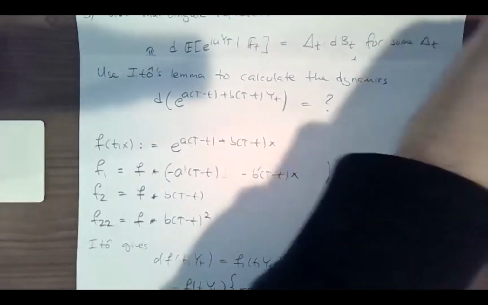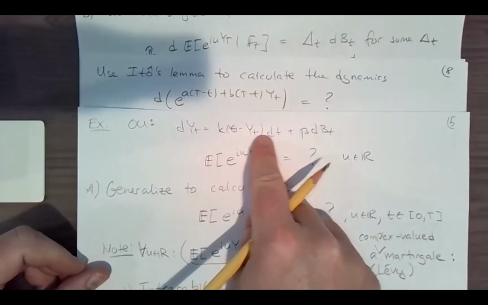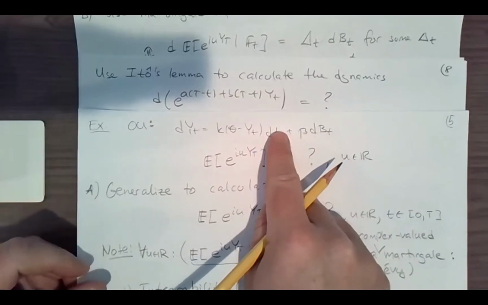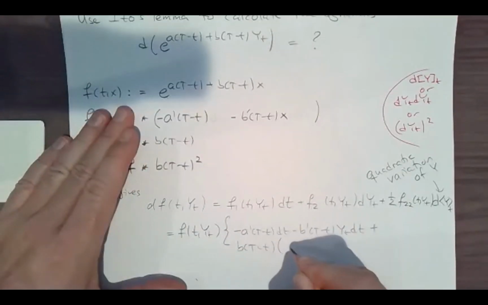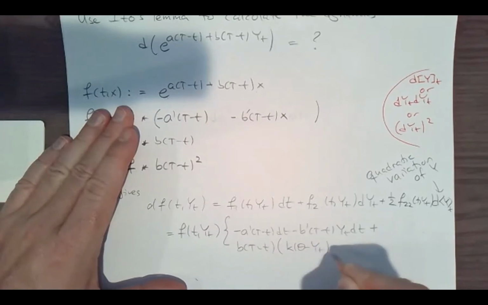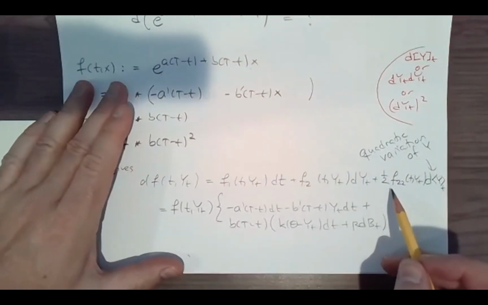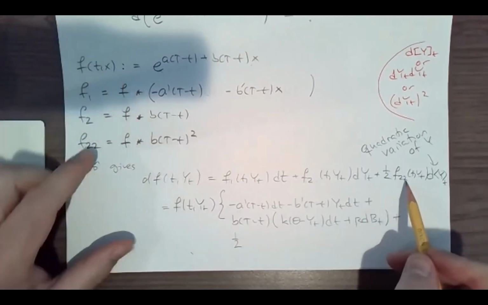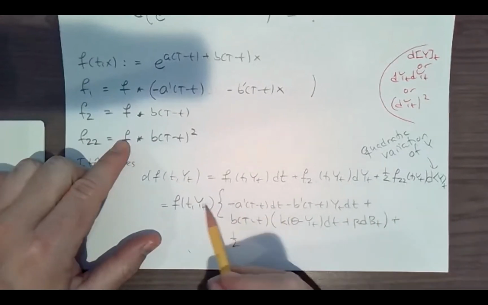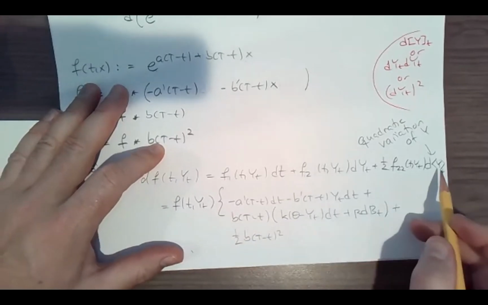dYt, this is where we started out a long time ago. It was this one we had all the way up there, kappa(theta minus Y) dt plus beta dBt. We take this object here, and that's where we use it. We're going to put it right in here: kappa(theta minus Yt) dt plus beta dBt. And we also need the quadratic variation term. That's the one that's new. We need a plus, a half, double derivative. So you're going to get your f back. It goes outside. I'm going to get b squared, b(T minus t) squared, and then the quadratic variation of Y.